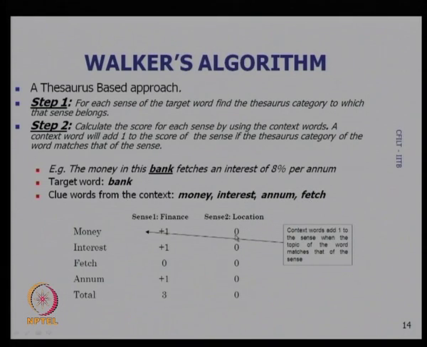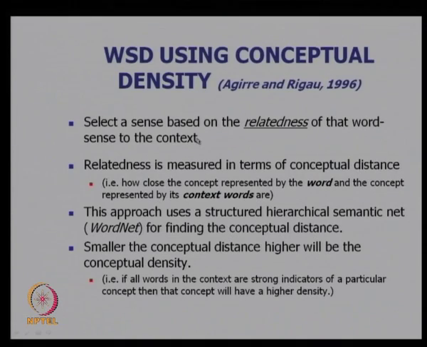We move on to the next algorithm, which is the conceptual density based algorithm proposed by Agirre and Rigau back in 1996. This algorithm again has a few interesting ideas, and the main idea is that we have to select a sense based on the relatedness of that word sense to the context. So, this is the fundamental idea, and how was relatedness measured? It was measured in the overlap based approach in terms of the overlap between the sense bag and the context bag.